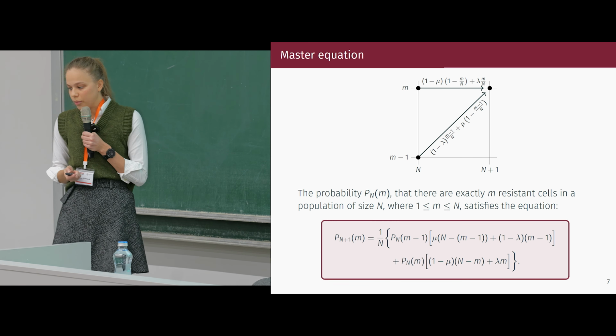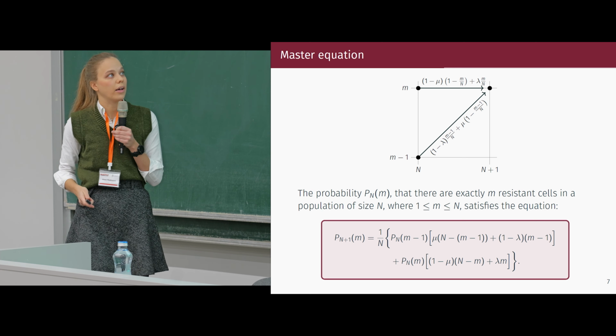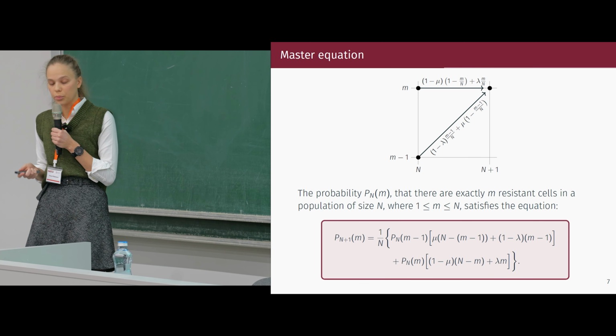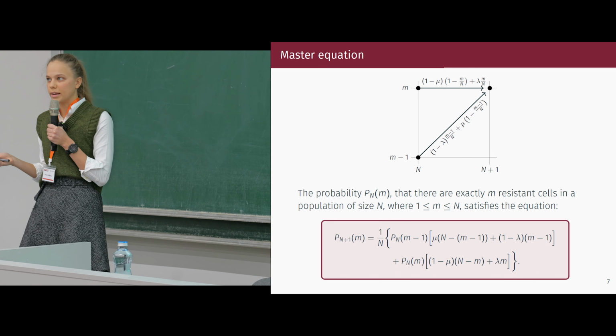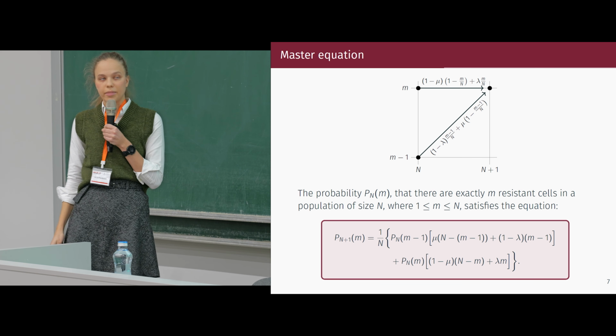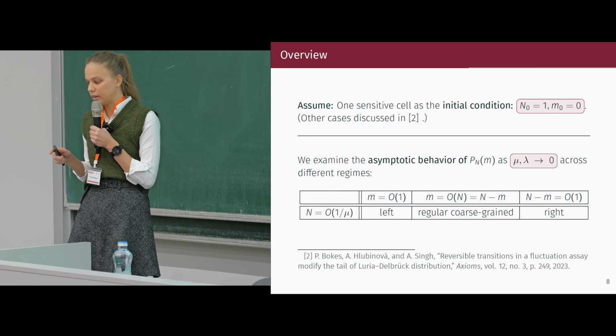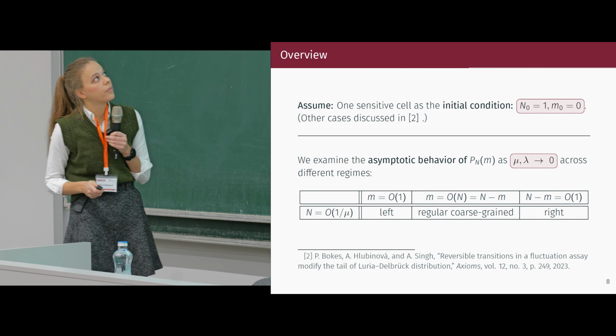This probability satisfies the recursive equation you can see on the slide, usually denoted as the master equation. Our main focus was to solve this equation or look for approximations when the perturbation parameters lambda and mu are small. Our main results are as follows. In this presentation, let's assume just one initial condition, that there is one sensitive cell in the beginning. All other cases are discussed in our article.